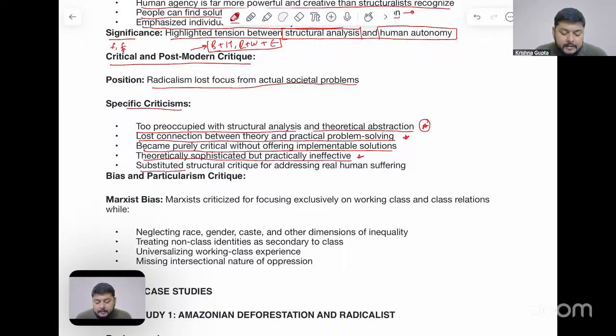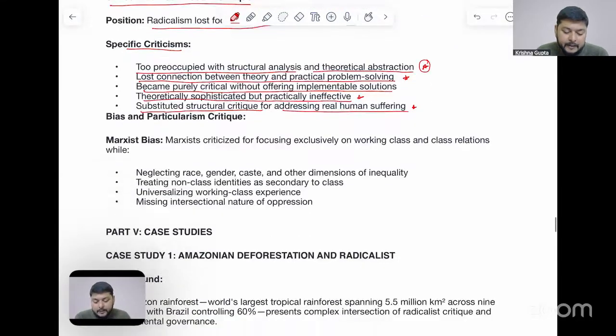Then it substituted structural critique for addressing real human suffering. For example, what is a poor person suffering from, what are the issues of the poor? Instead of highlighting that, I am highlighting that the problem is capitalism. The problem is capital accumulation. The problem is the political will. The problem is the education system. So instead of highlighting the problems of that particular section of society, we are looking at other problems. So this was taken as one of the criticisms also here.